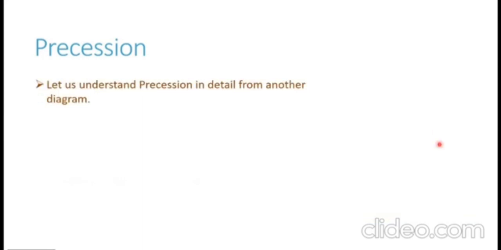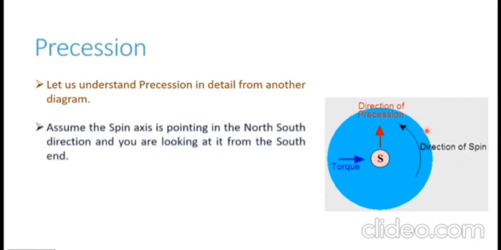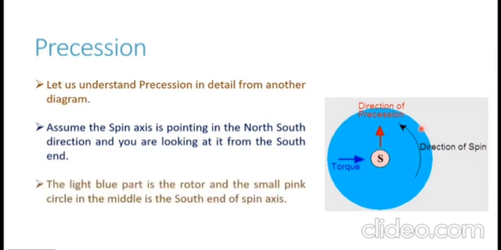We will try to understand it from a different diagram now. Now this diagram, what you see, assume that the spin axis of our rotor is pointing in the north-south direction. You are looking at the spin axis and the rotor from the south end. The blue color part represents the rotor of our free gyroscope, and this pink color small circle represents the spin axis. The spin axis will be going into the screen and coming out from the screen towards you. That's how the orientation of the spin axis is.